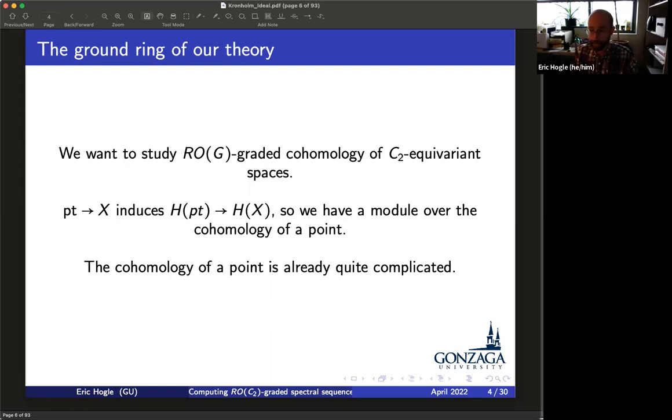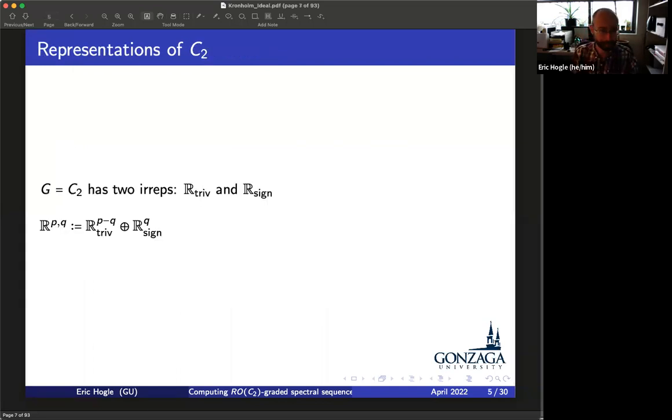However, in the theory we're about to discuss, the cohomology of a point is actually already quite complicated, which you might not expect. So let me build up to why that is. So the group I'm interested in is just C2, the group of two elements. Couldn't be any simpler. There are two irreducible representations of that group. And I want to write R^{p,q} for a general p-dimensional representation where q of those dimensions are signed representations, where the action of C2 is to just switch the coordinates to multiply by negative 1.